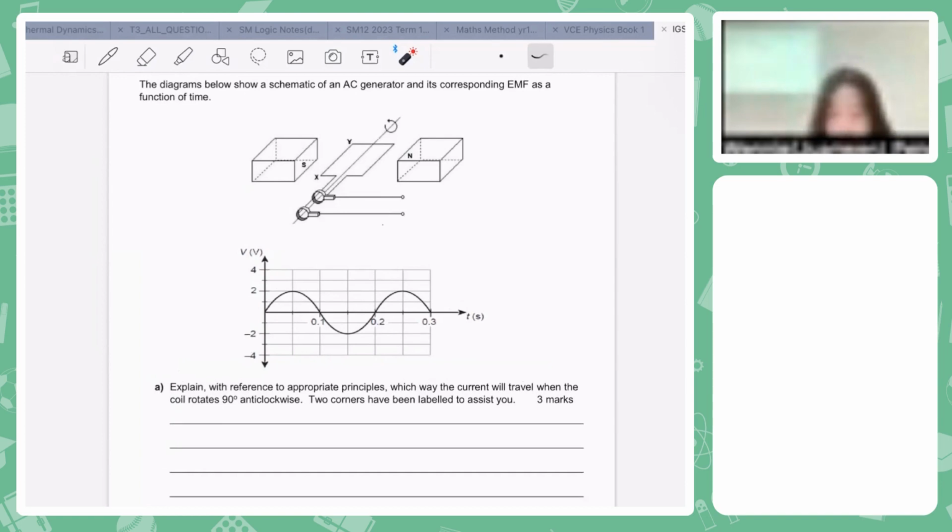As the coil rotates 90 degrees, the coil will be further from the south pole and experience a weaker magnetic field strength to the left. According to Lenz's law, a clockwise current will be induced to generate a magnetic field towards the left in order to counter the change in magnetic field strength.